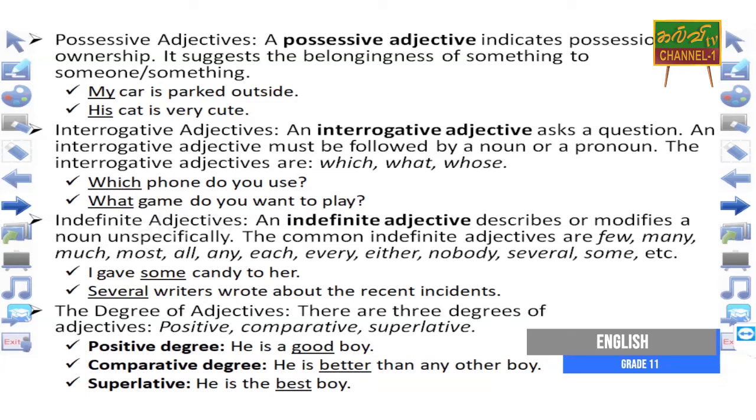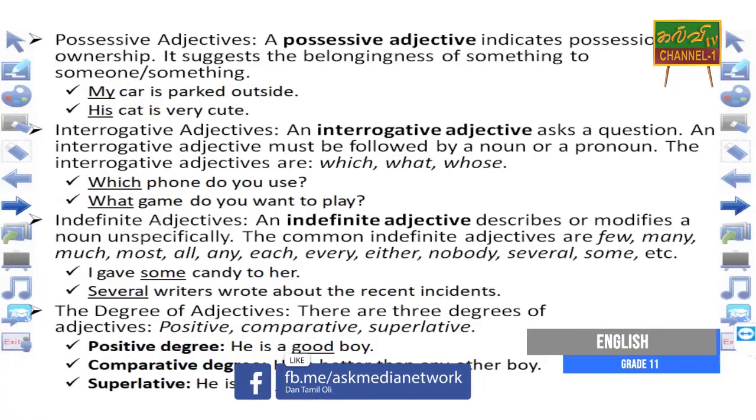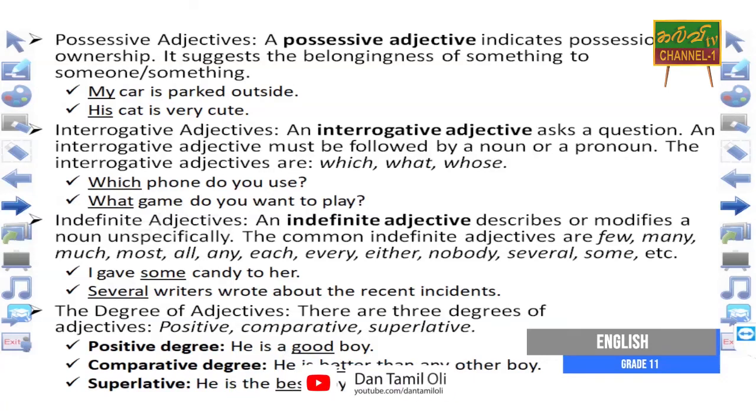Indefinite adjectives describe or modify a noun unspecifically. The common indefinite adjectives are few, many, much, most, all, any, each, every, either, nobody, several, some, and etc. There are more indefinite adjectives. Look at the example. I gave some candy to her. Candy is the noun and some is describing the candy, so it is an adjective. Several writers wrote about the recent incidents. Writers is the noun and several is describing the writers, so several is the adjective.